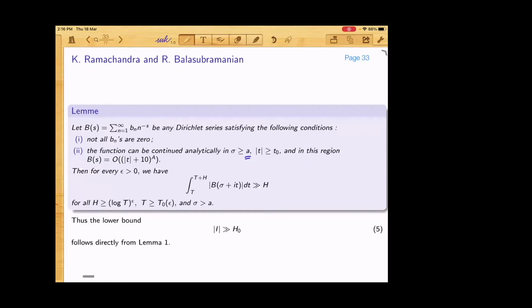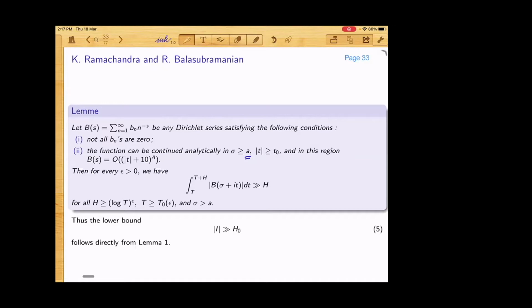For showing the upper and lower bounds for the integral I, the lower bound is very easy, and as you can see, it is very general. You take any general Dirichlet series, for example a series which belongs to the Selberg class, we know that it has polynomial growth, and you can apply it and find the lower bound as bigger than h for any h bigger than a power of log t. However, it is the upper bound which is the most difficult part.